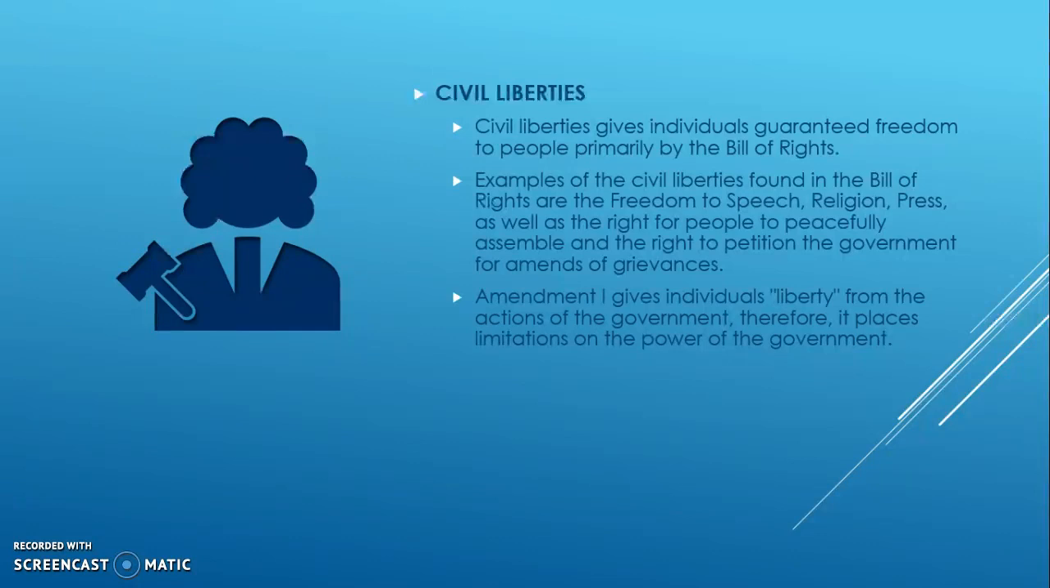Civil liberties. Civil liberties give individuals guaranteed freedom, primarily by the Bill of Rights. Examples of the civil liberties found in the Bill of Rights are the freedom of speech, religion, press, as well as the right for people to peacefully assemble and the right to petition the government for redress of grievances. Amendment 1 gives individuals liberty from the actions of the government. Therefore, it places limitations on the power of the government.